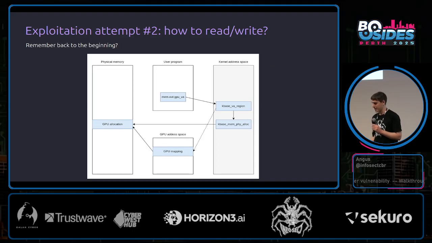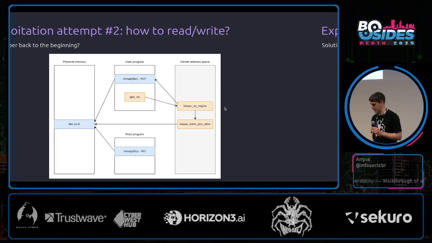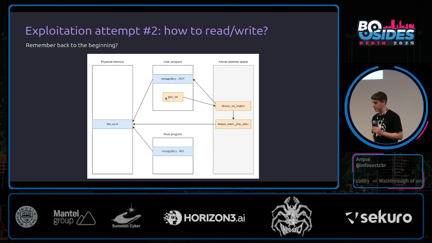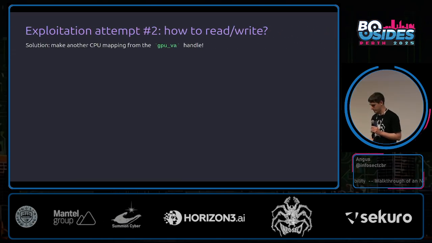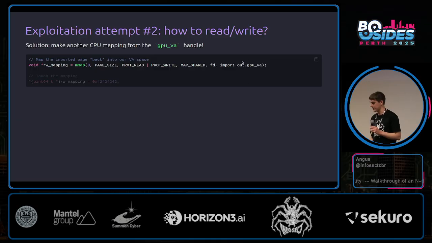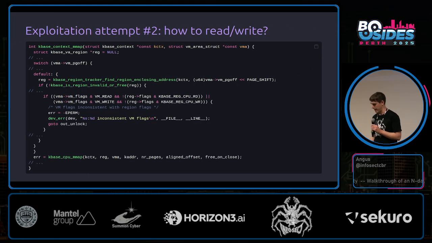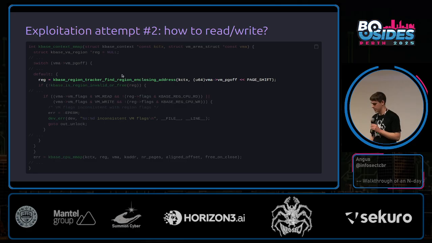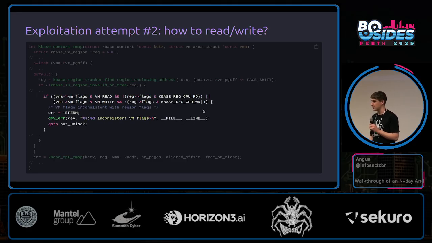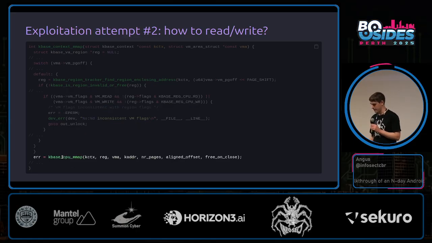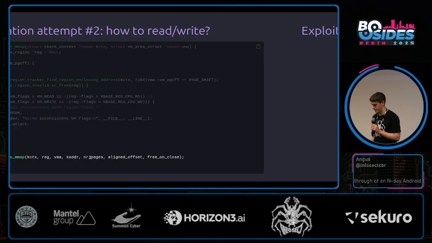Well, this diagram that we saw is pretty similar to the situation we're in now. In both cases, we have a GPU VA handle that's a handle to the underlying GPU memory. So what we could potentially do is turn this into yet another mapping. If we just call mmap, providing this GPU VA handle, the kernel will find the GPU virtual address region corresponding to that. It's going to check to see if we have CPU write permissions, which we do because we set the CPU write flag. And then it's going to map that into our CPU address space.